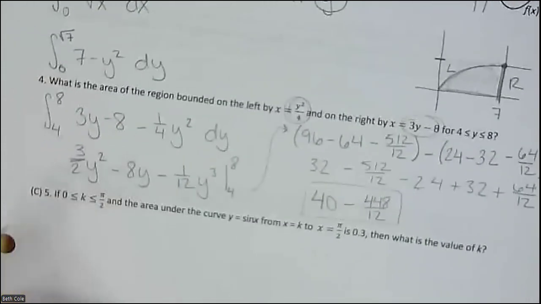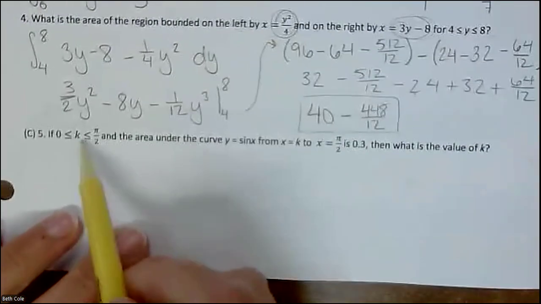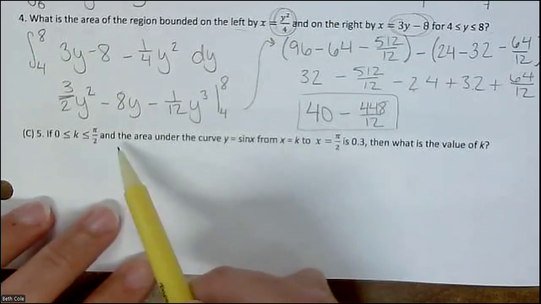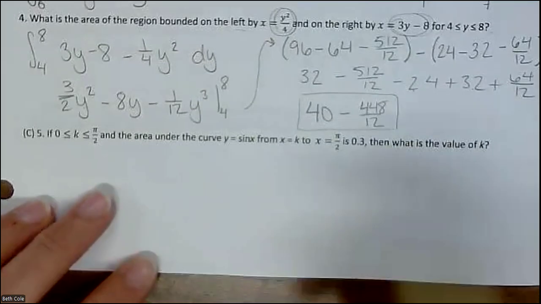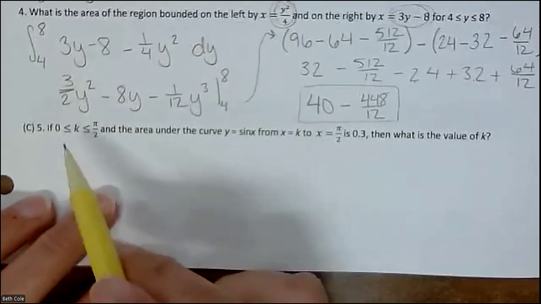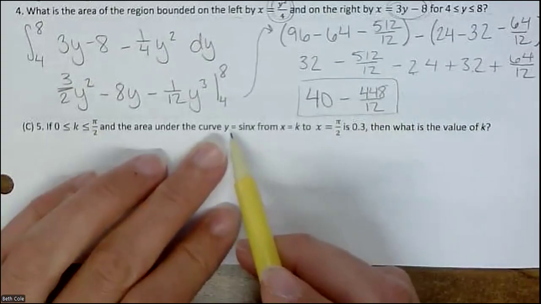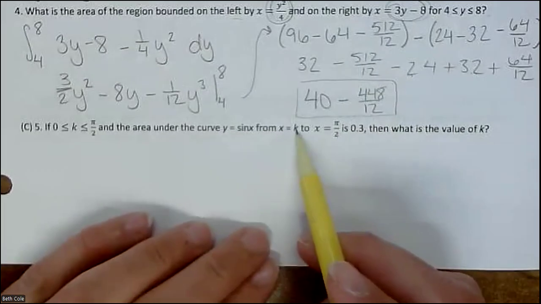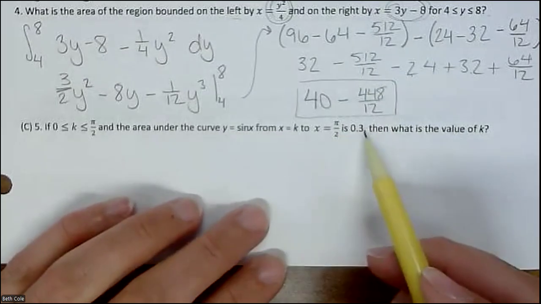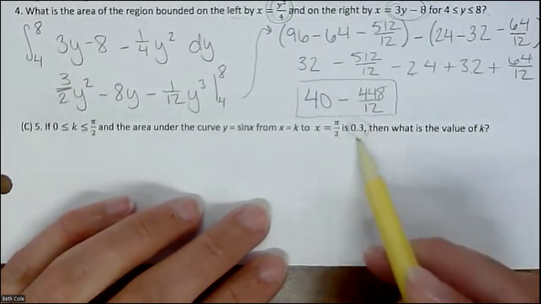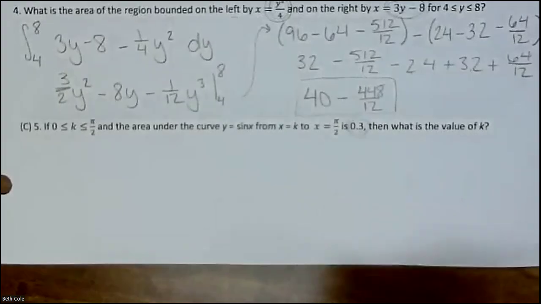Oh, this one is calculator. See the little C I put next to it? So I'll get a calculator at some point here. From 0 to pi over 2, K is between 0. Basically, we're in the first quadrant is what that's saying. Do you remember some pre-calc? Quadrants and stuff? Okay. We've got y equals sine of x. From K to pi over 2, they're saying this is the answer, 0.3. What is the value of K?